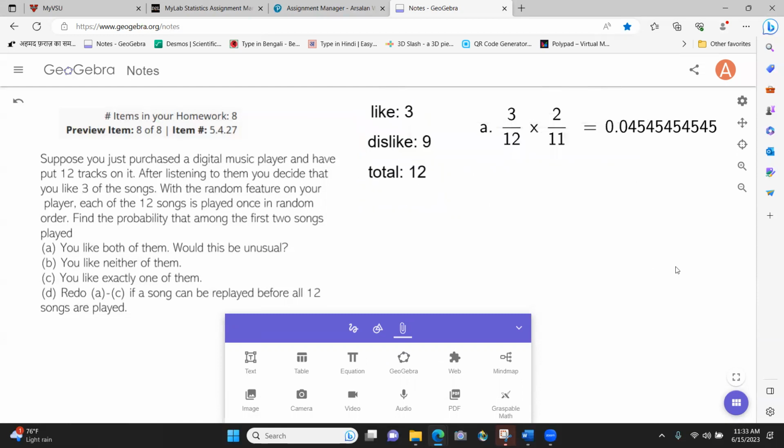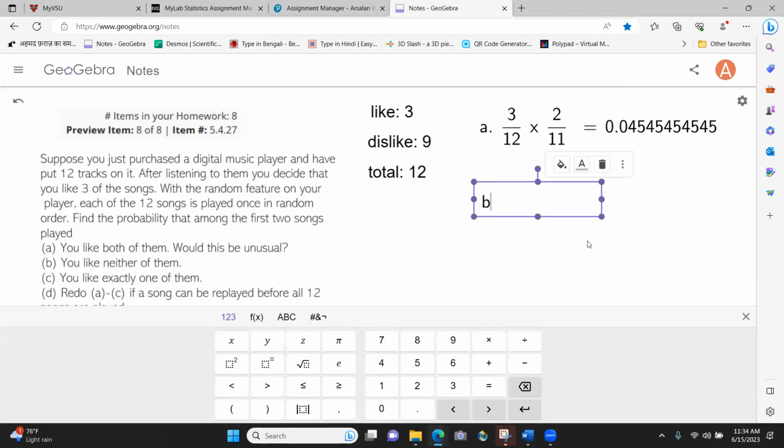Done. Part A, finished. Part B, you like neither one. How do we do that? Well, let's find out. You like neither one. So the first song that you hear will be one of the nine songs. What's the probability that you're going to get one of the songs that you don't like? 9 over 12.